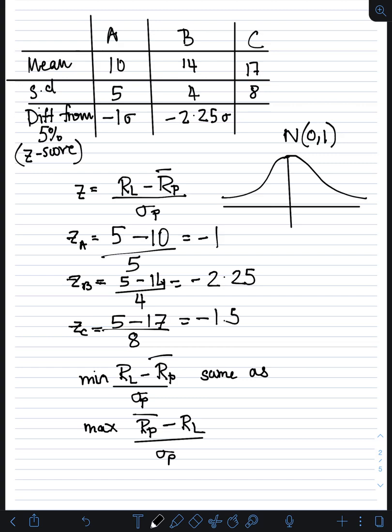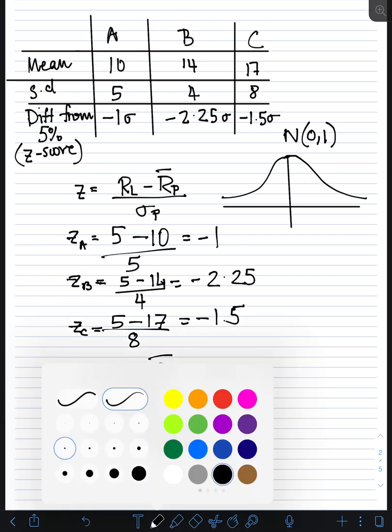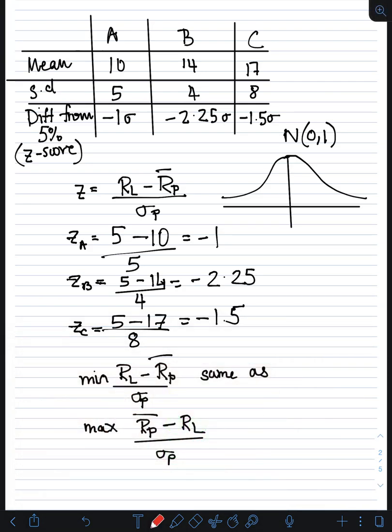Okay, so for C, we are minus 1.5 sigmas away. If you plot that on the normal distribution, for A, you're about 1 standard deviation away, so you're here. That is ZA. This is minus 1 sigma.